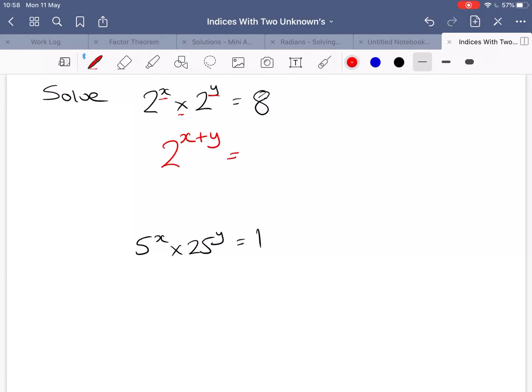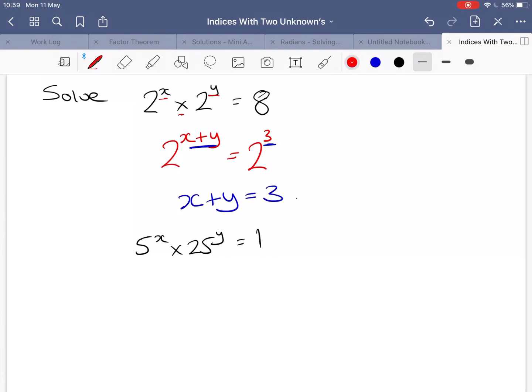We can write 8 as 2 to the power of 3. And just like we did in the last lesson, for this equation to be true, the only way is if these powers are the same. So we end up with the equation x plus y equals 3. Okay, do the same with the next one.